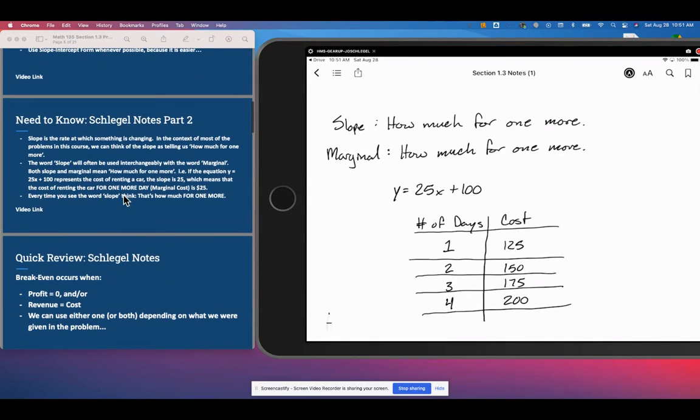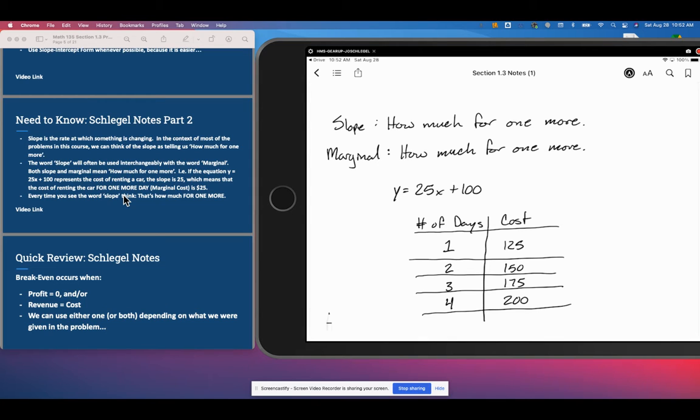Onto the Schlegel notes part 2. We need to be really clear on something. And so again, I've mentioned this multiple times in multiple videos and in our live meetings. Numbers in this class mean something. We are always going to be describing what the number is telling us. We're going to be saying, here's what we should do based on that number.